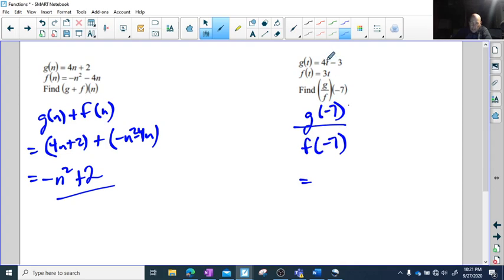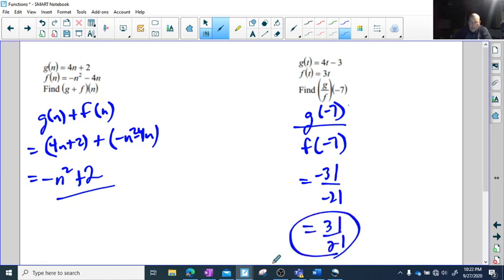Put negative 7 in here. 4 times negative 7 is a negative 28, minus 3, negative 31. F at negative 7, 3 times negative 7 is a negative 21. And that would not reduce. Our final answer would be the fraction 31 over 21.